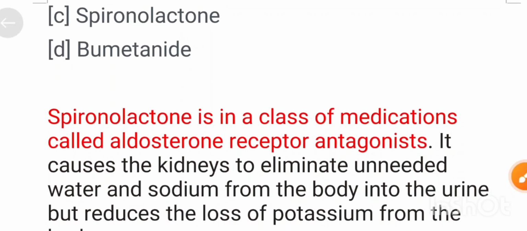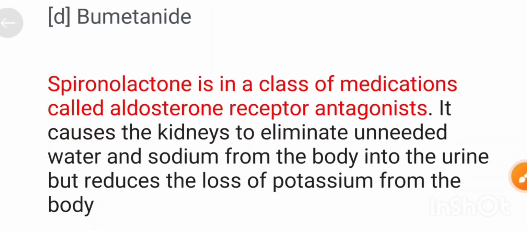Spironolactone is a class of medication called aldosterone receptor antagonist. It causes the kidney to eliminate unneeded water and sodium from the body into the urine but reduce the loss of potassium from the body.